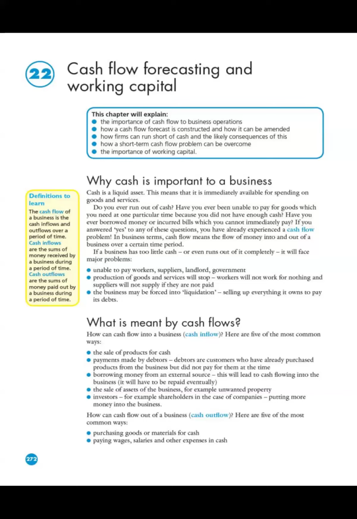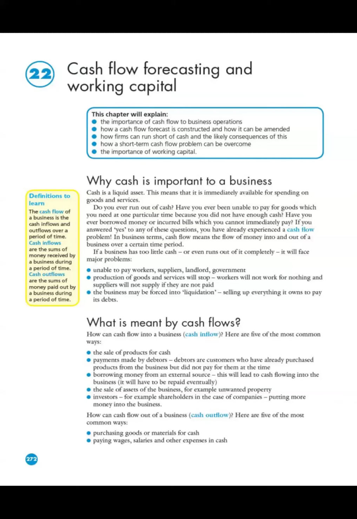Okay. So now let's ask ourselves what is meant by cash flow. There are two forms of cash flow. As I said, there is the cash flow that leads cash into the business. That's called cash inflow, and cash outflow, which leads the cash out of the business, or involves cash flowing out of the business. Now, the following are some of the most common ways in which cash can flow into the business.